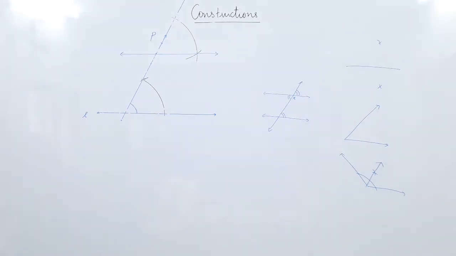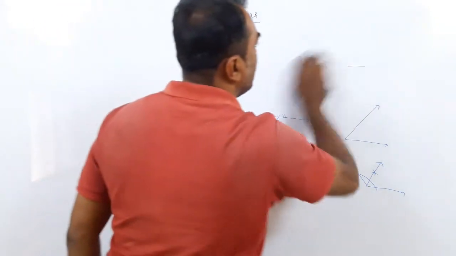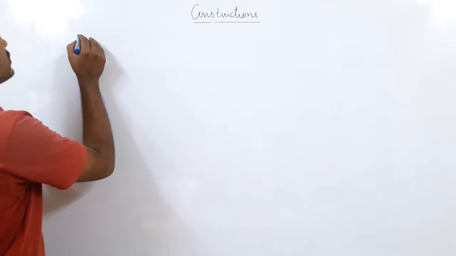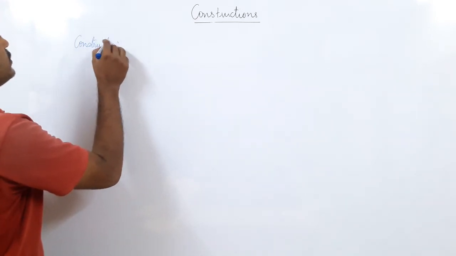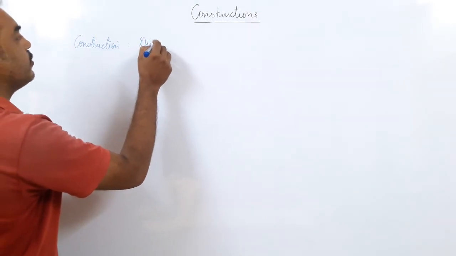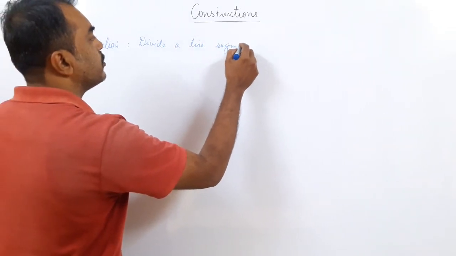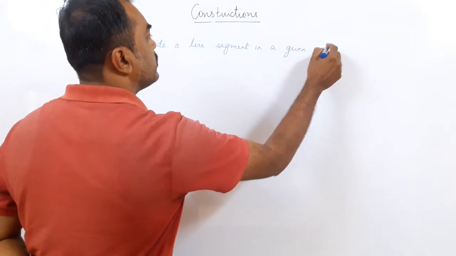Now you will think, why have we done this? Why have we found out a parallel line? Because now we are going to begin the purpose of the 10th standard. The first step is to divide a line segment into a given ratio. Once you understood how to draw parallel lines, the first construction we are going to do is to divide a line segment in a given ratio.